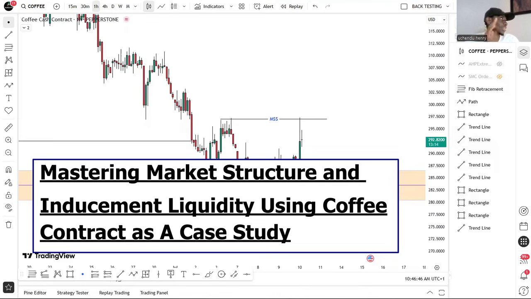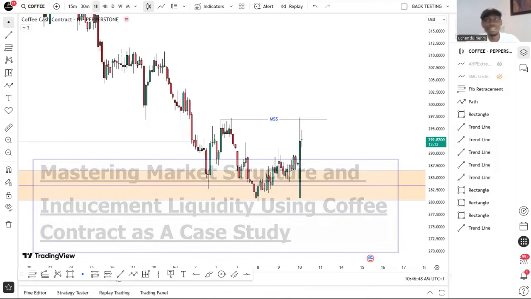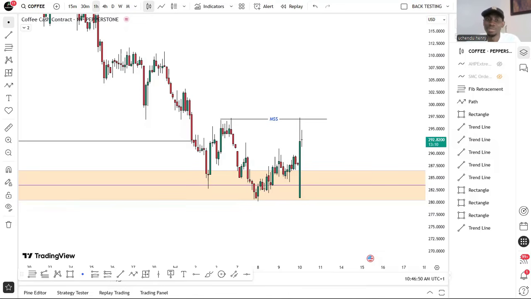On today's episode, we'll be looking at coffee. Coffee is actually a contract. It's a commodity. Of course, it falls under soybean, palm oil, millet, in that category, because they are agricultural commodities that we trade. I'll be looking at coffee, and it's giving us some kind of indication that it might be ready to go up. So coffee might be getting ready to move up.